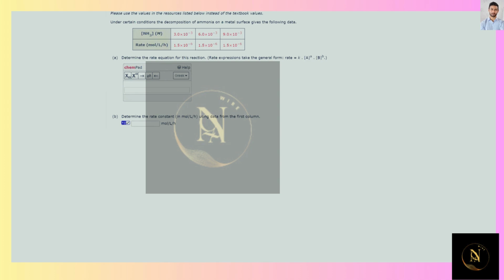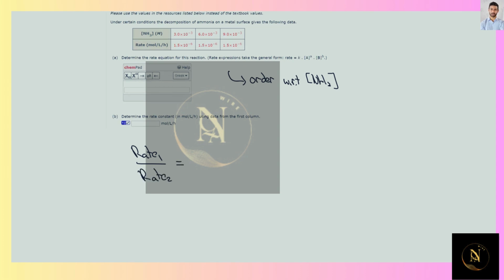So the method, in order to know what is going to be the rate equation for this reaction, we are going to need to know the order with respect to concentration of NH3. In order to do so, we're going to consider two different rates. Let's take rate 1 and rate 2, whichever ones we want.